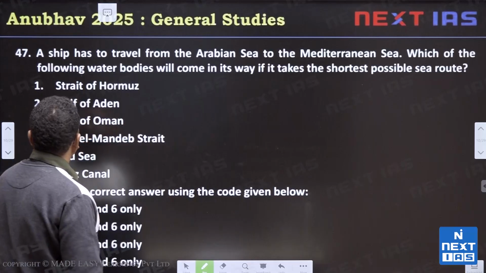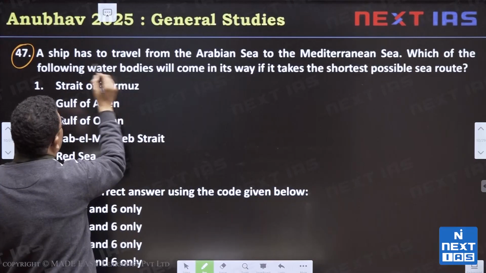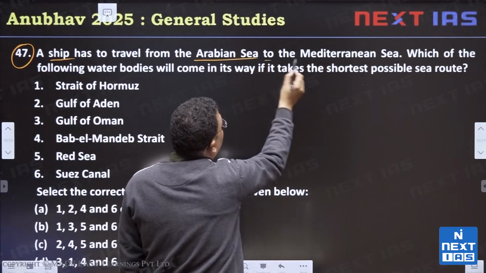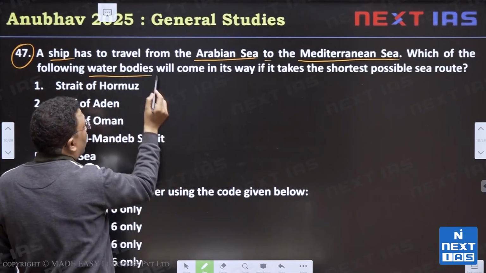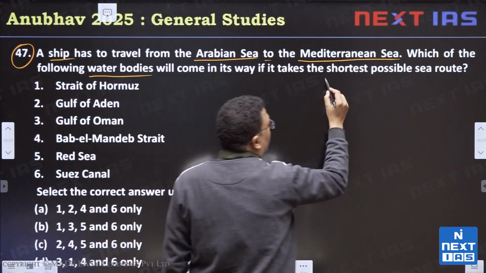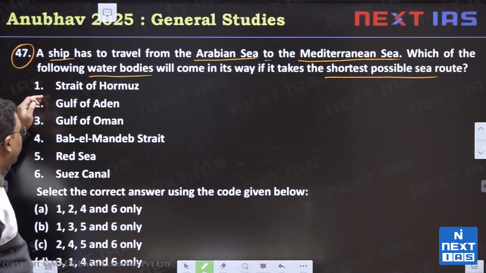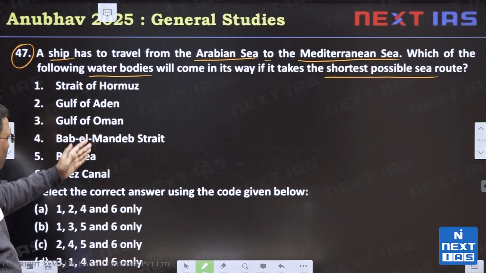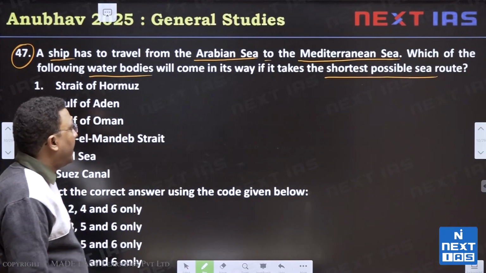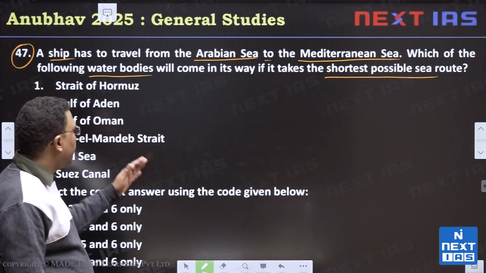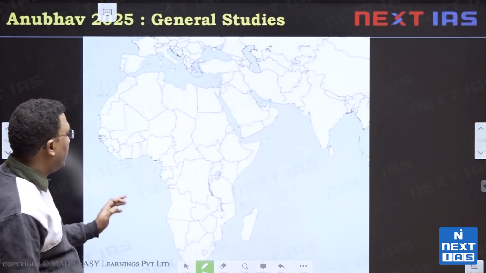Now let's move on to our next question, that is 47. It says a ship has to travel from Arabian Sea to Mediterranean Sea. Which of the following water bodies will come in its way if it takes the shortest possible sea route, right? And some water bodies are mentioned here, that is Strait of Hormuz, Aden, Oman, and so on. So this is basically a map based question and it can easily be solved by looking at the map of Arabian Sea and Mediterranean Sea. So let's see the map of this region.